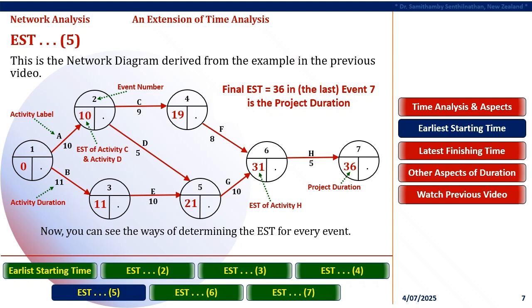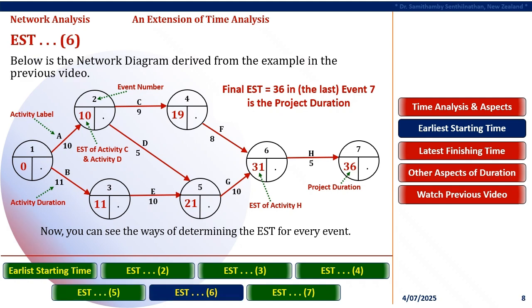From path A to D equals EST of Activity D plus duration of Activity D equals 10 plus 5 is equal to 15 months. And this is compared with duration. From path B to E equals EST of Activity E plus duration of Activity E equals 11 plus 10 is equal to 21 months. Hence, the highest, 21 months from path B to E, is placed on the left in Event 5 as the EST of Activity G.